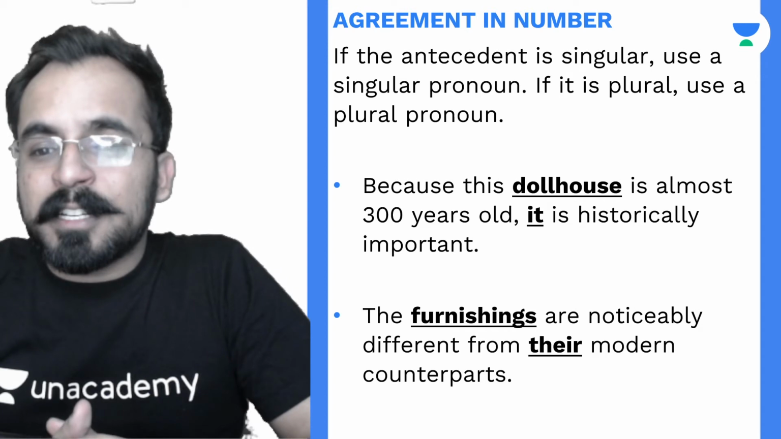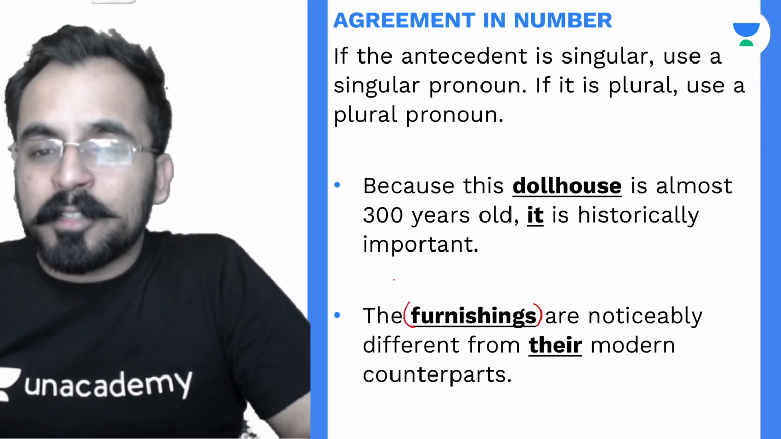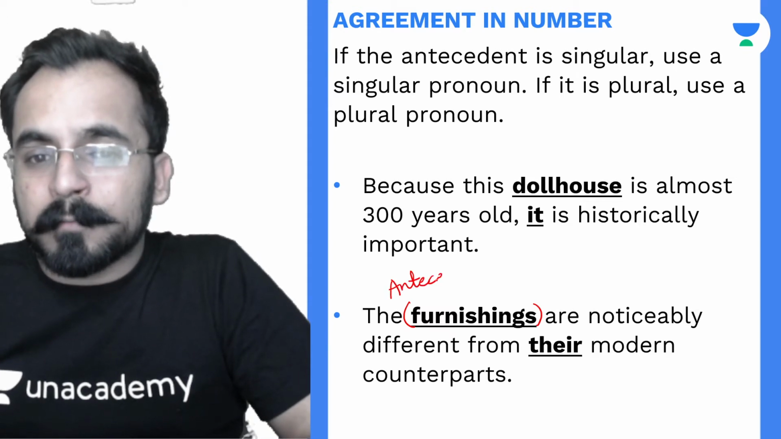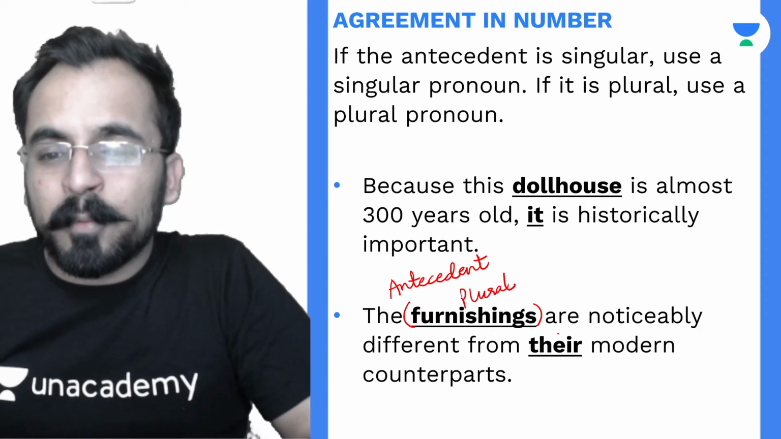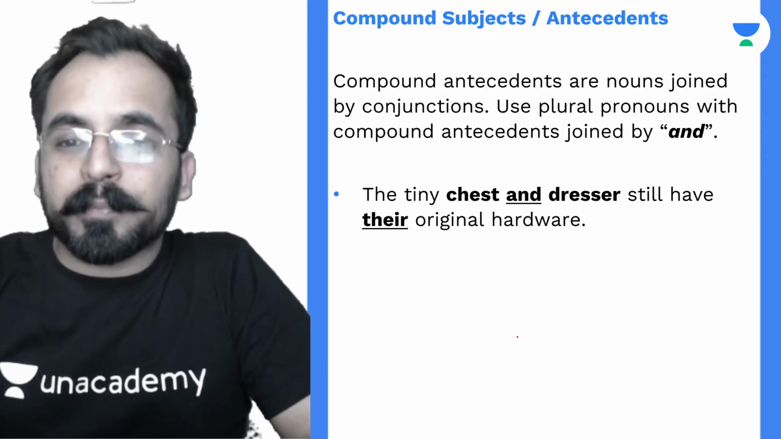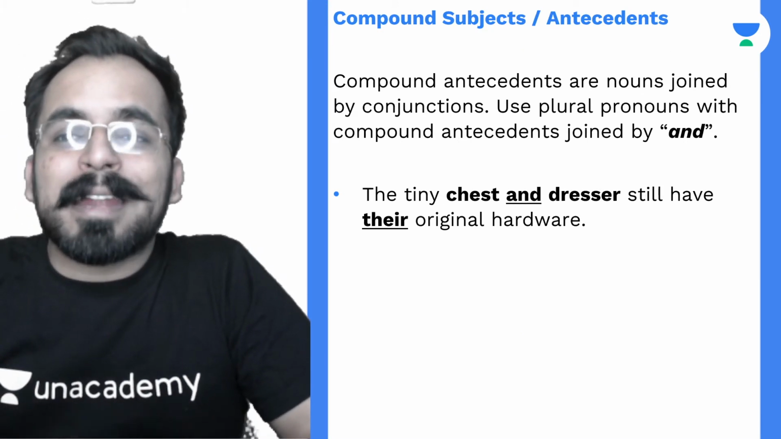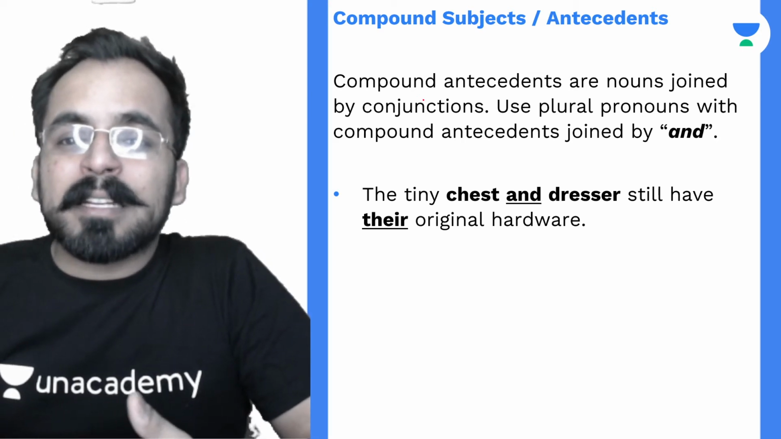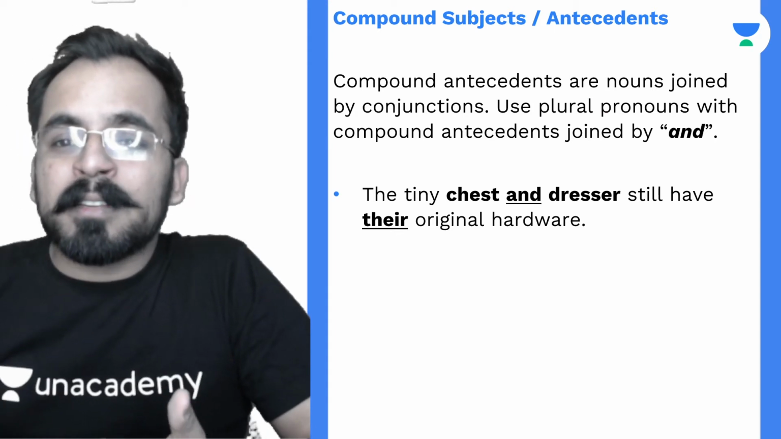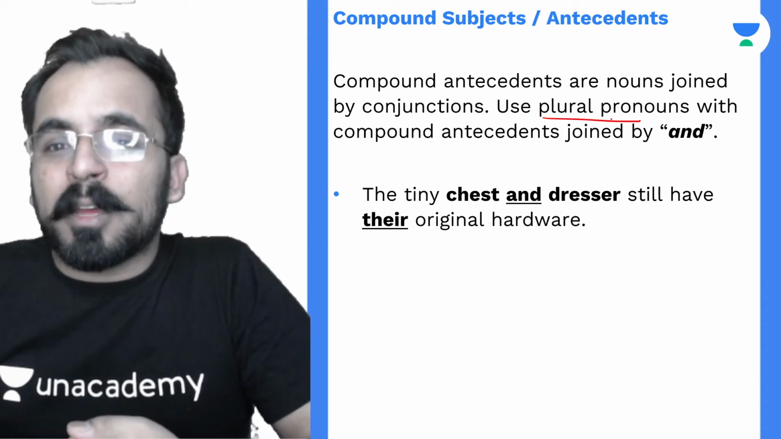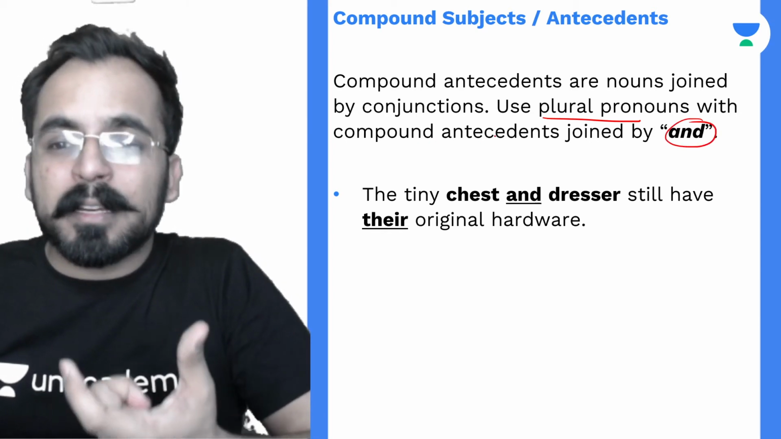Next is the furnishings are noticeably different from their modern counterparts. So this is your antecedent and plural. So that is the reason we will have a plural pronoun. Next rule is for compound subjects or compound antecedents. Compound antecedents are nothing but nouns which are joined together by conjunctions. Alright. So for them we use plural pronouns. Plural pronouns are used with compound antecedents which are joined together by the conjunction and.